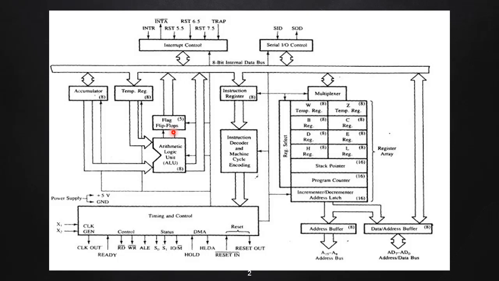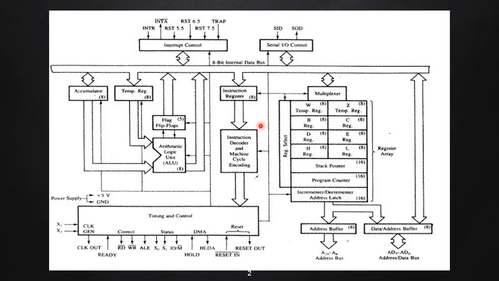Now in this block diagram, the newly introduced unit is called the programming model or programmable model of 8085. Now in this programming model of 8085, they have given names of various registers. They are B, C, D, E, H and L. Each register is of 8 bit. If you are using them in pairs, then you can use them as 16 bit.